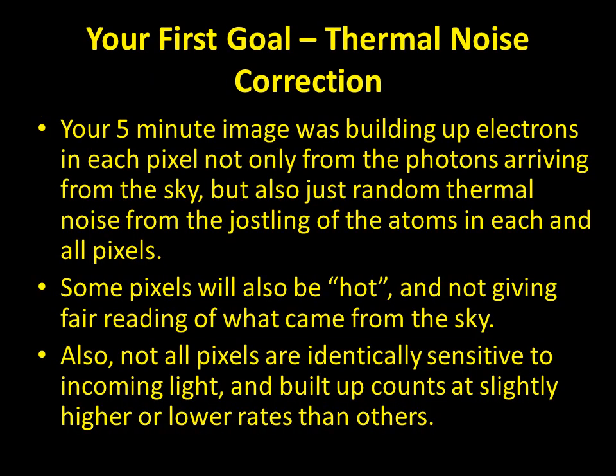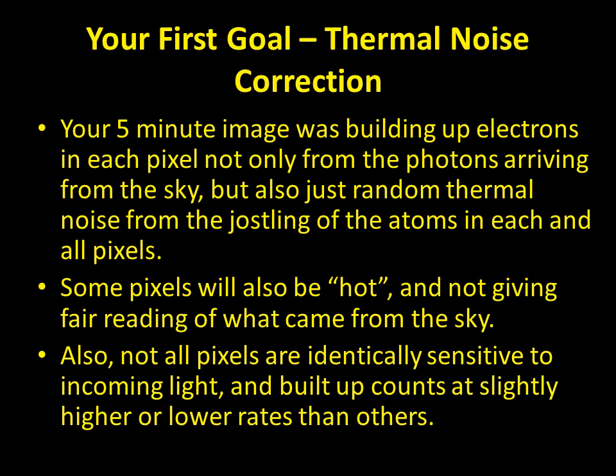So your first goal with this raw image is to correct the thermal noise. We call that a dark frame subtraction. Your 5-minute image was building up electrons in each of the pixels, but those electrons were not just from the photons arriving from the sky and from your object, but also random thermal noise from the jostling around of the silicon atoms in each and all of the pixels.